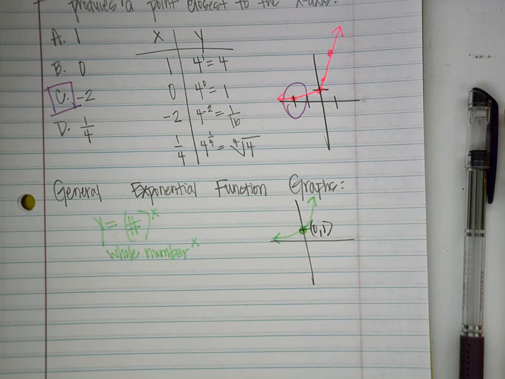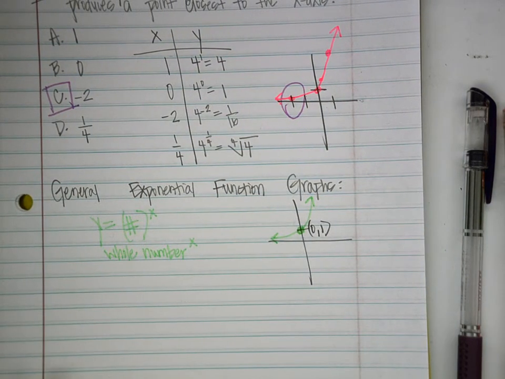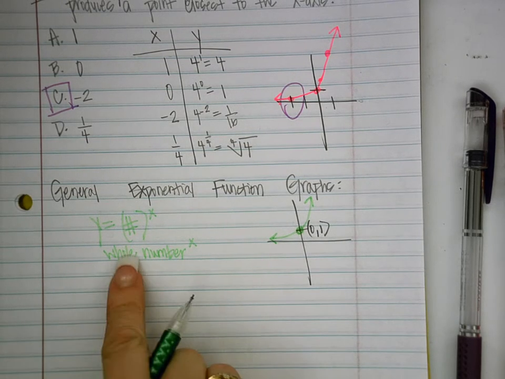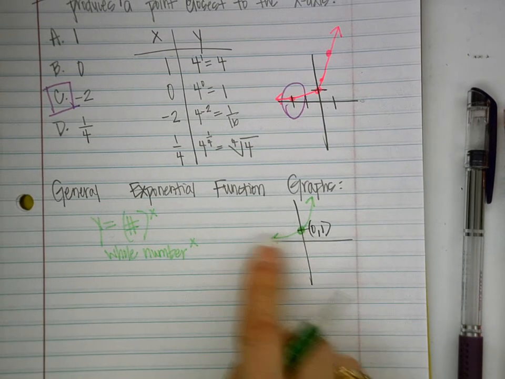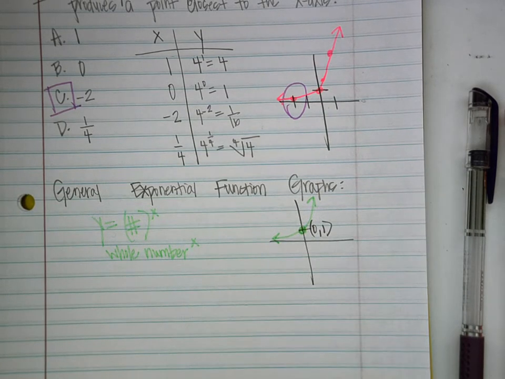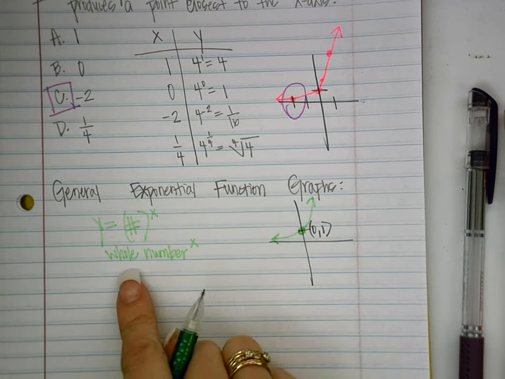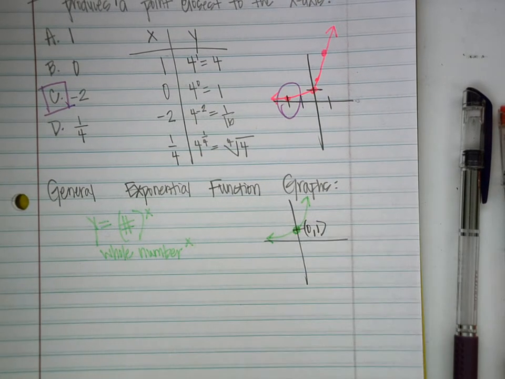So from now on, you don't have to do these table of values. If I ask you to make a rough sketch of any whole number to the x, as long as it's exponentially increasing and includes the point 0, 1, that's it. I don't need perfect graphs. I just want to know that whole numbers are increasing and include the point 0, 1.